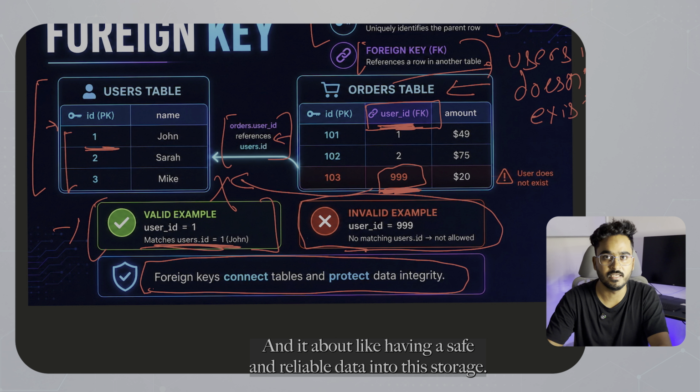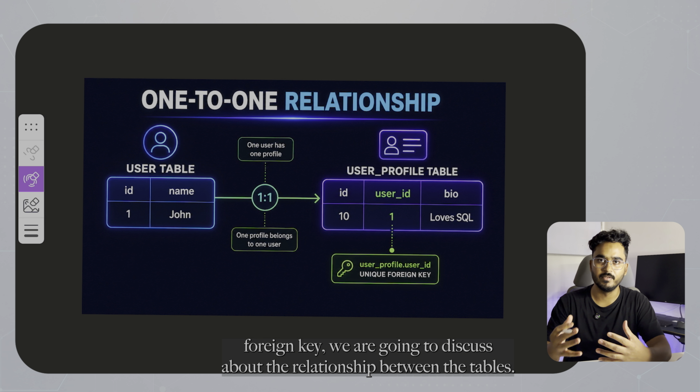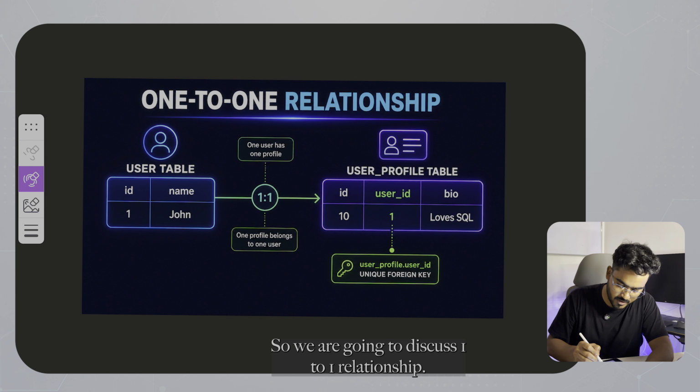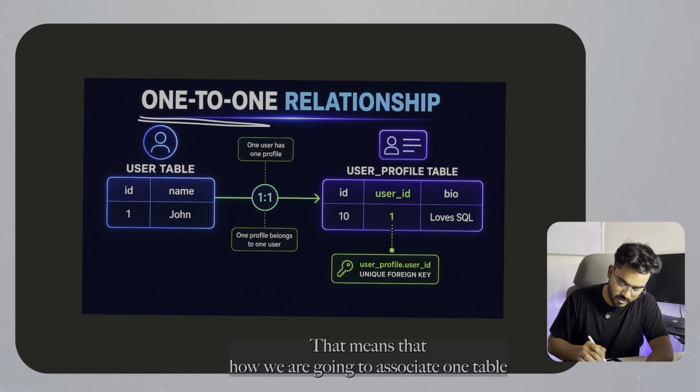With foreign keys, we are going to discuss the relationship between the tables. So we are going to discuss the one-to-one relationship. That means how we are going to associate one table with another table. So you can see there's a user table, there's a user profile table.